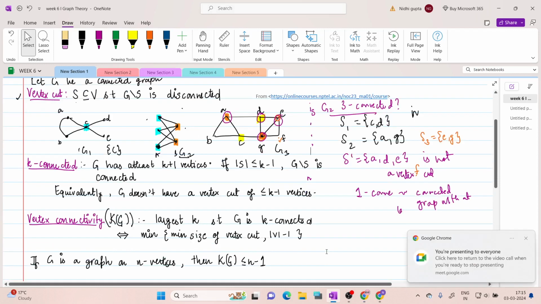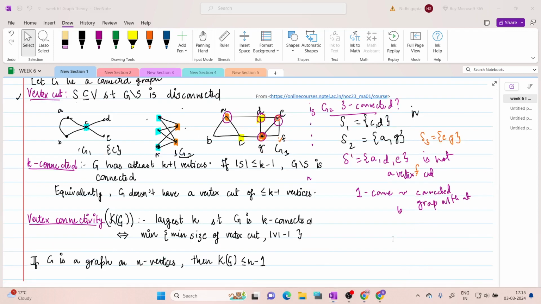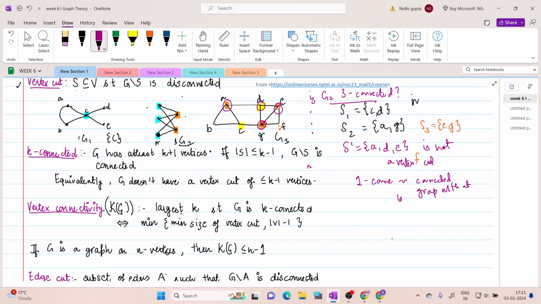Now if this is k-connectedness, what is vertex connectivity? Vertex connectivity is the largest k such that G is k-connected, or equivalently it is the minimum size of a vertex cut, or n minus 1. So if G has n vertices, then it is the largest k less than or equal to n minus 1 such that G is k-connected. This is vertex connectivity.